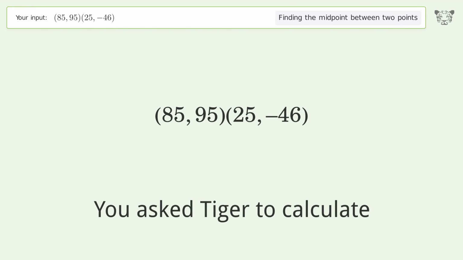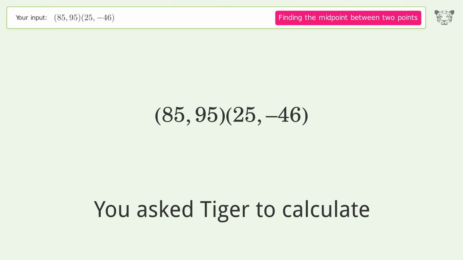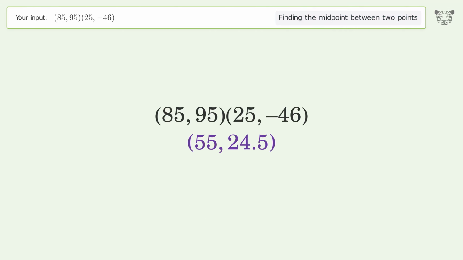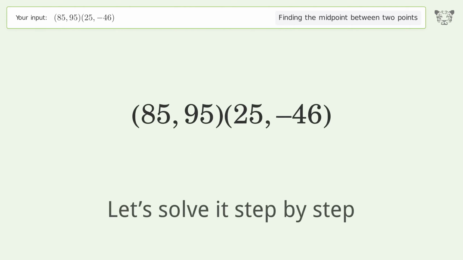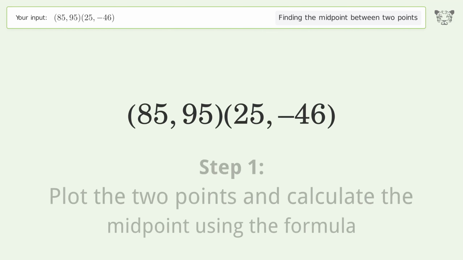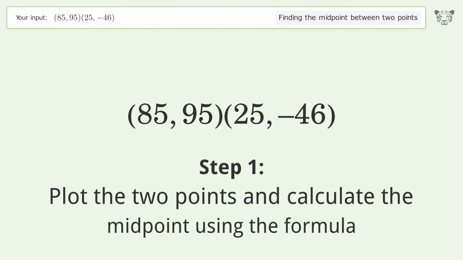You ask Tiger to calculate. This deals with finding the midpoint between 2 points. The midpoint between the 2 points is 55, 24.5. Let's solve it step by step. Plot the 2 points and calculate the midpoint using the formula.